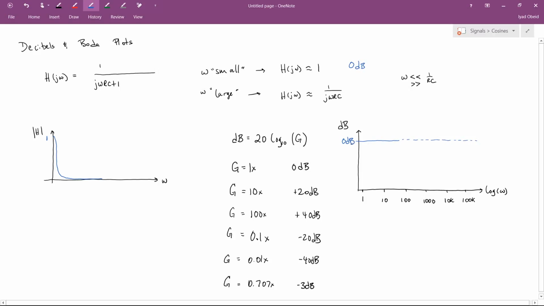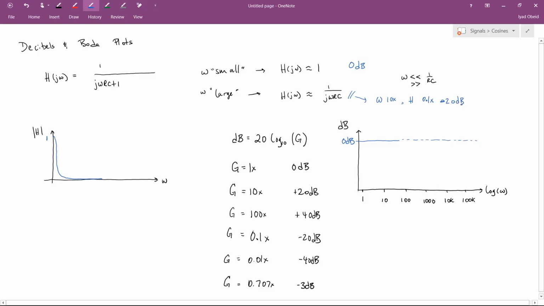Now let's see what happens at high frequencies. At high frequencies I don't have a constant anymore. Instead I have a very different dynamic. What happens at high frequencies is that every time my omega is increased by a factor of 10x, the result is that my H is going to become 1/10th as big. Okay, so if omega goes up by 10x, H becomes 1/10th, and that's equivalent to, as we've just discussed, minus 20 decibels.